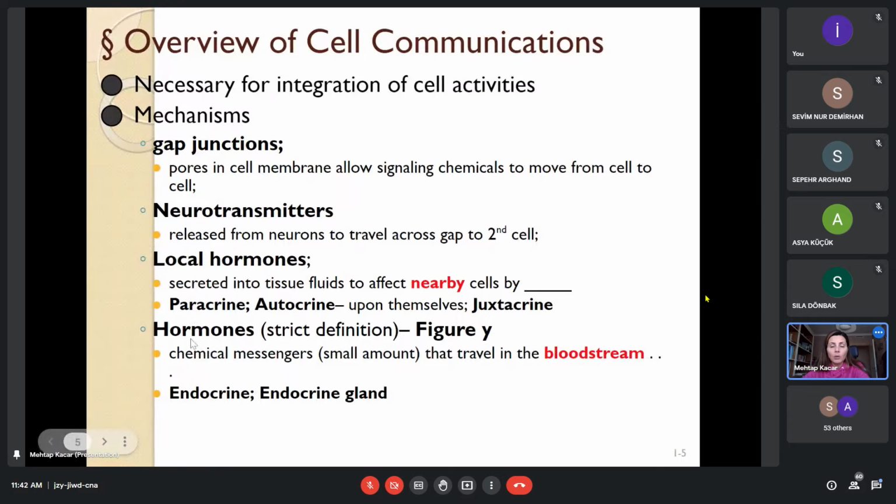And hormones are chemical messengers, and after secretion, hormones enter the blood directly, and later via circulation they reach their target tissue.